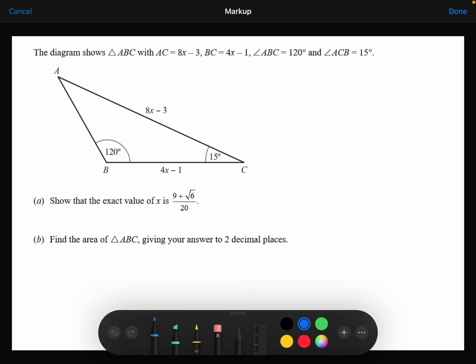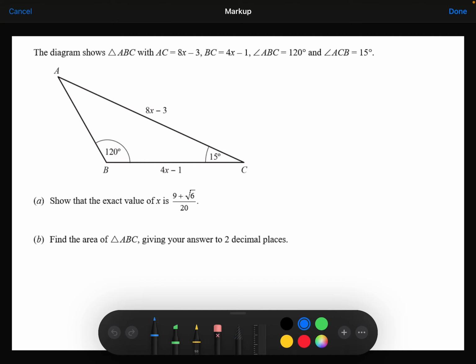The diagram shows triangle ABC with AC equal to 8x minus 3, BC is equal to 4x minus 1. The angle ABC is 120 degrees and the angle ACB is 15 degrees. Part A says to show that the exact value of x is (9 plus root 6) over 20.